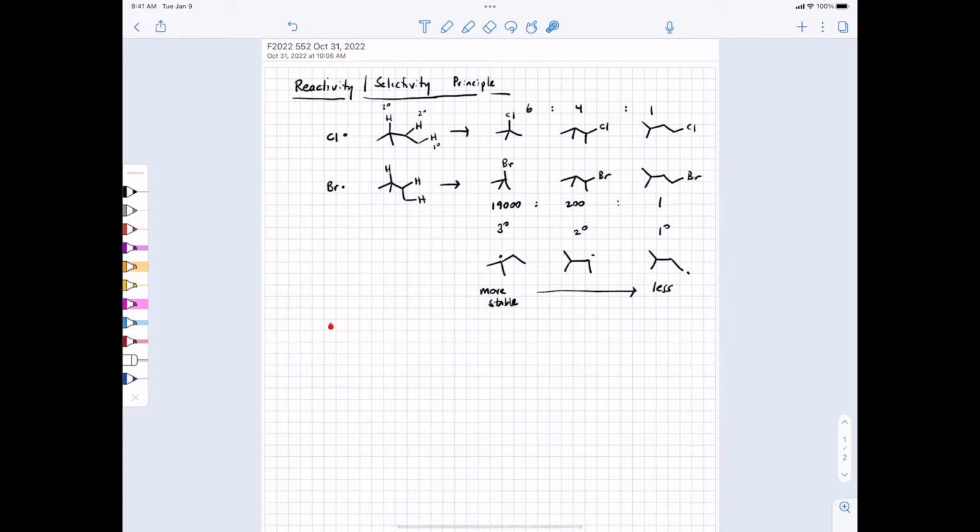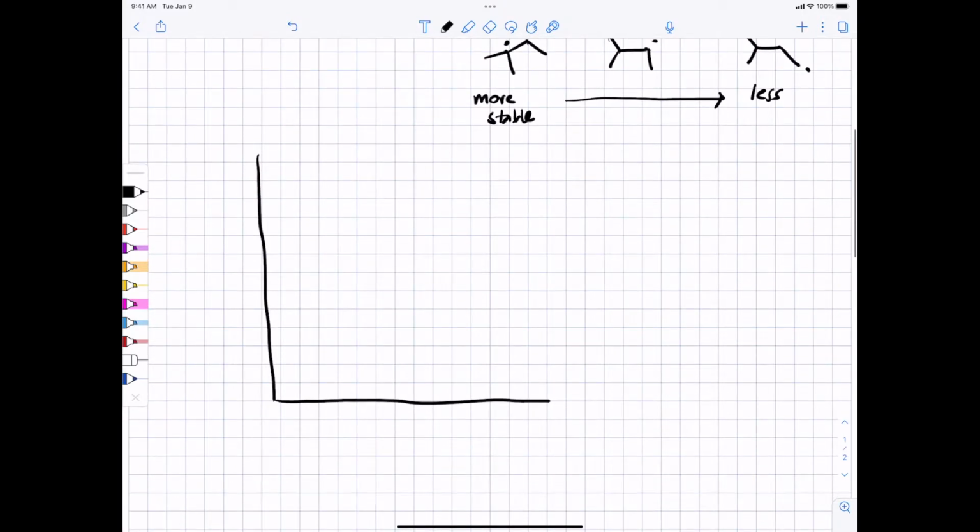So I'm going to plot on the same axes. The y-axis is energy, and the x-axis is reaction progress. And we have our starting material. I'm just going to illustrate this with a simpler starting material. It has two different kinds of protons there. Chlorine radical is more reactive than bromine radical. Again, that has to do with size, in the same way that Cl- is a stronger base than Br-. They're both really weak bases.